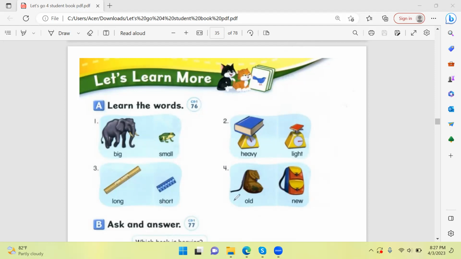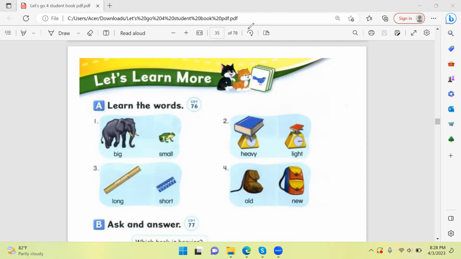That's good to hear. So now let's proceed here, the last picture. We have here the first one. Can you please read? Yes. Okay, it's old. Old. Very good. What picture is this? It's a bag. Okay, an old bag. Can you please repeat? An old bag.